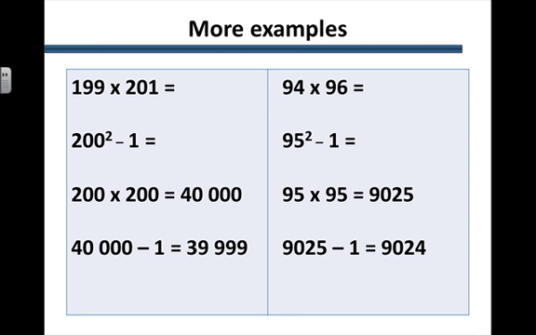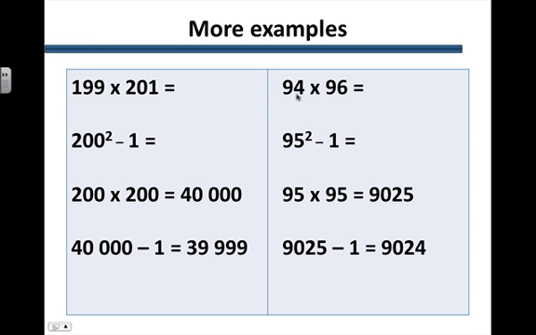And 200 times 200, a little trick we learned pretty early in school, is that you multiply the first 2 digits, 2 times 2 is 4, and then you add as many zeros as there are in the question. So 2 here and 2 here, so you add 4, that's 40,000. And then take away 1, so the answer is 39,999. So 199 times 201 equals 39,999.